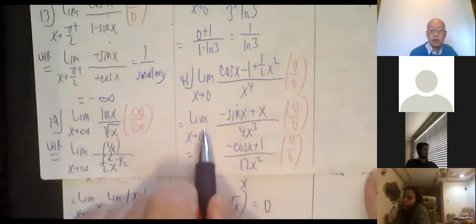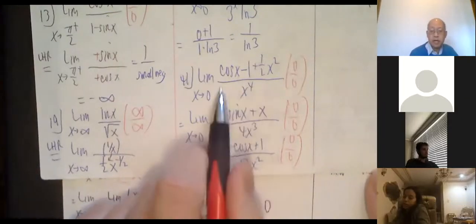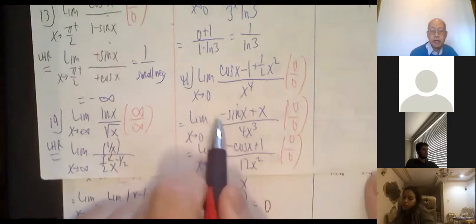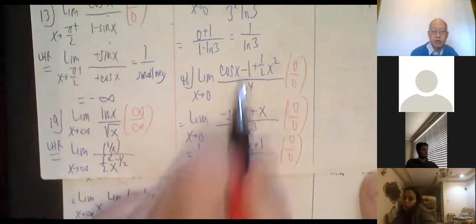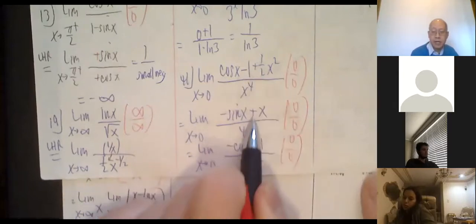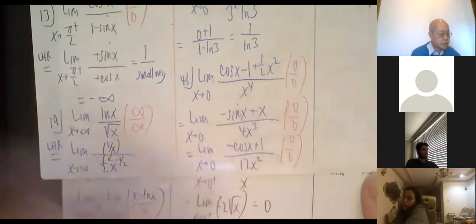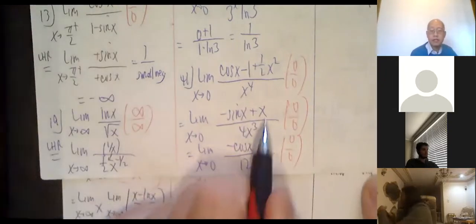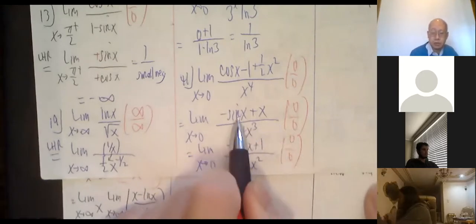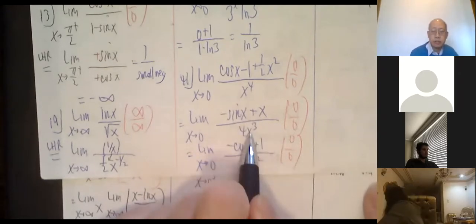All right, so L'Hopital's rule applies, take the derivative. So derivative of cosine is negative sine, derivative of negative 1 is 0, derivative of that is x, all over 4x cubed. Okay. And I still get 0 over 0. Plug in 0, sine of 0, 0, 0 plus 0, 0.